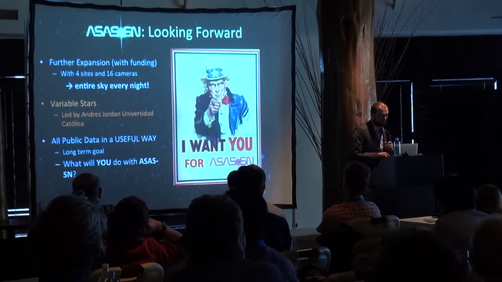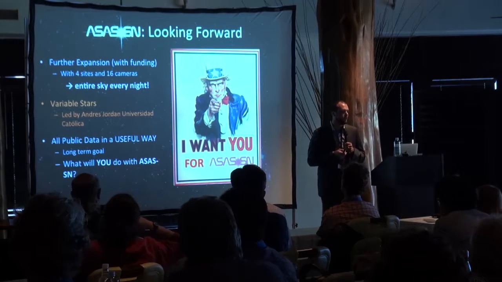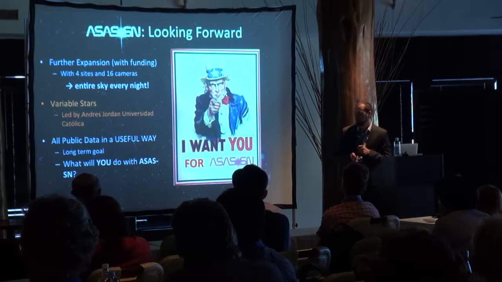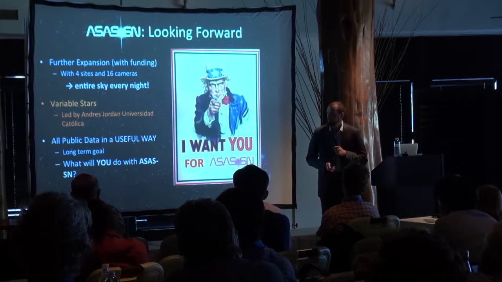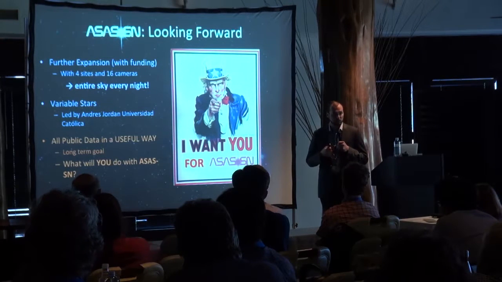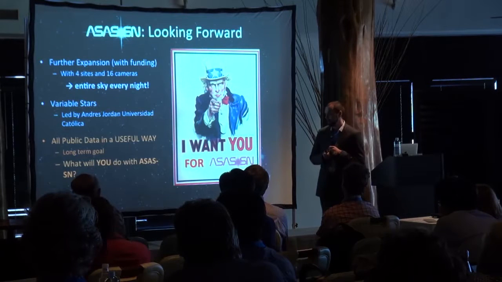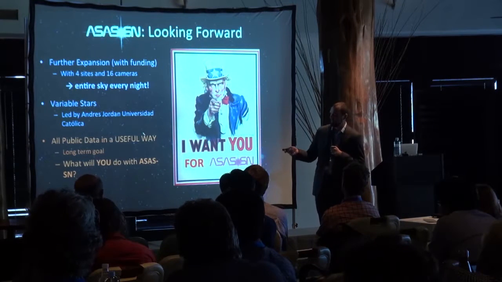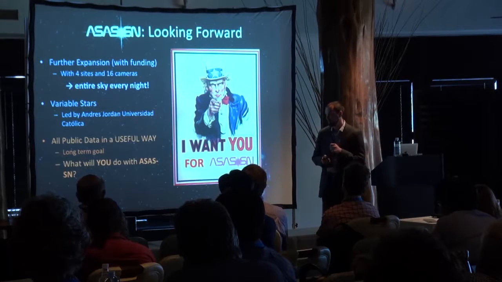Finally, there's also a variable star effort in ASAS-SN. We have many epochs over the entire sky, and this is an effort that's being led by Andreas Jordan, right here at the University of Católica in Chile. And finally, it's a core goal of ASAS-SN to make all of our data public in a useful way. This isn't funded, so it's a slower effort than I would like it to be, but it's really a goal that we're striving for, and we're getting closer and closer to it.